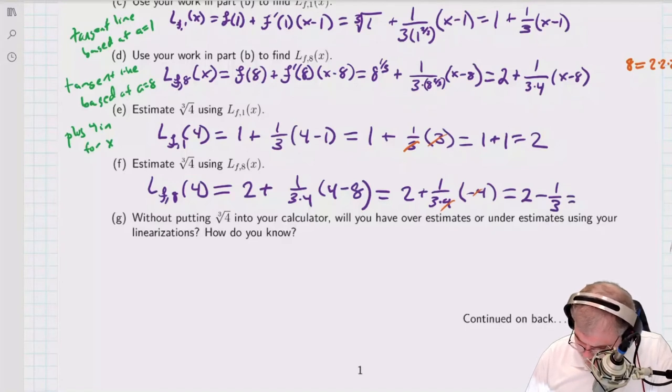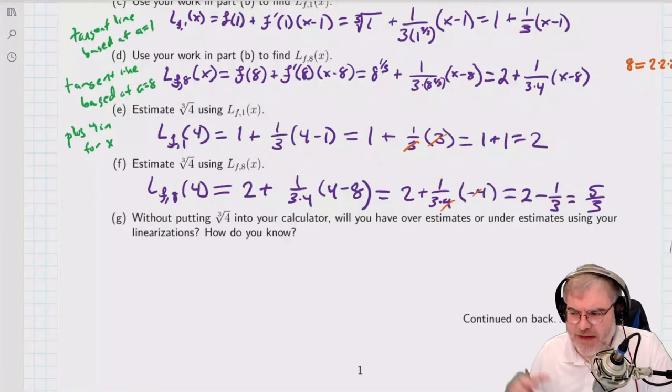And 2 minus a third, I don't want to do 1 and 2 thirds, right? I want to do 5 thirds. Did I do that right in my head? Yeah, this would be 6, that'd be 5. Yeah. I always mess up math when I do it in my head.